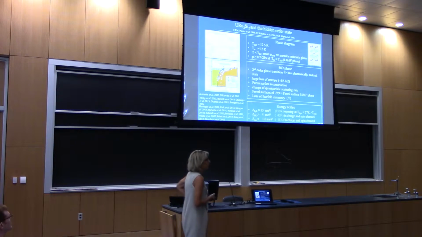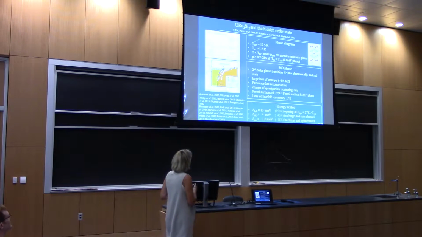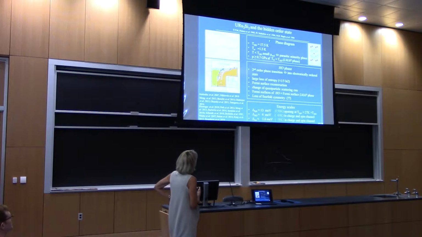So, uranium ruthenium two silicon two. We heard quite a bit about it today, so I'll only recap quickly some properties. Interesting is the hidden order state and how the hidden order can form. The hidden order occurs at about 17.5 Kelvin, which is shown here in the resistivity versus temperature diagram. Here you see the kink where the hidden order occurs.